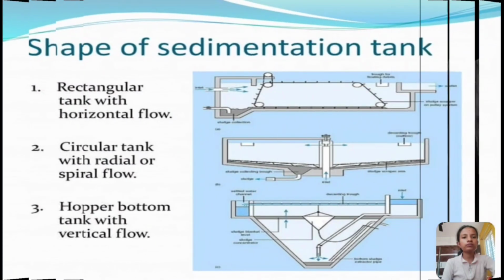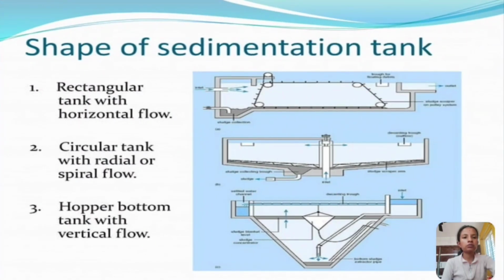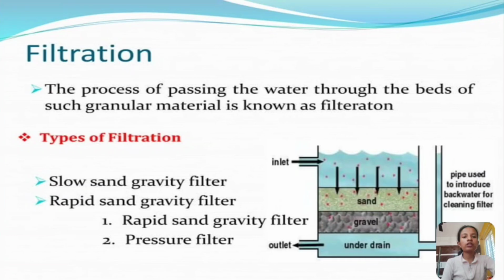Shape of sedimentation tank. There are three types of shape: rectangular tank with horizontal flow, circular tank with radial or spiral flow, hopper bottom tank with vertical flow. Filtration. The process of passing the water through the beds of such granular materials is known as filtration. Types of filtration are slow sand gravity filter, rapid sand gravity filter. Further, rapid sand gravity filter is classified into two types, that are rapid sand gravity filter, pressure filter.